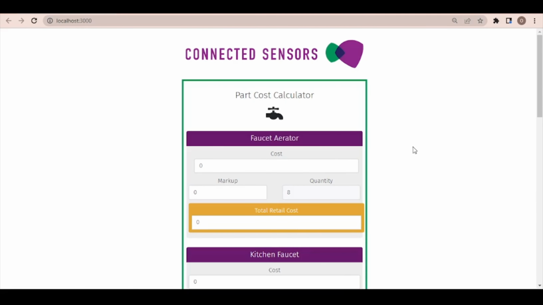The next 2 steps will be used to calculate the cost of repairing and upgrading your building. The quantities are automatically populated for you, based on your audited points of use. So for this step, you only need to fill out the cost and markup for each replacement.